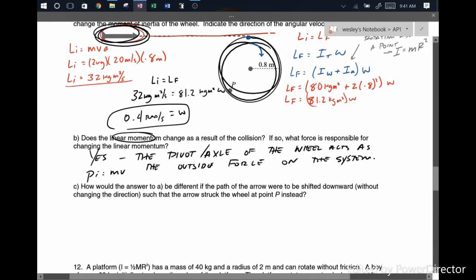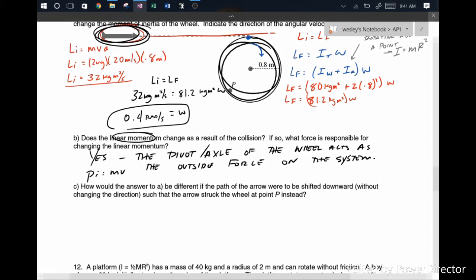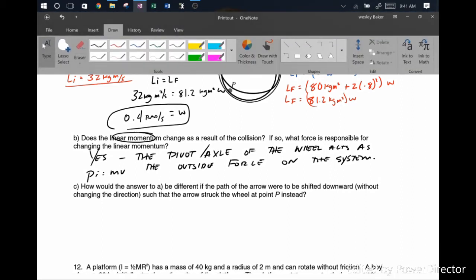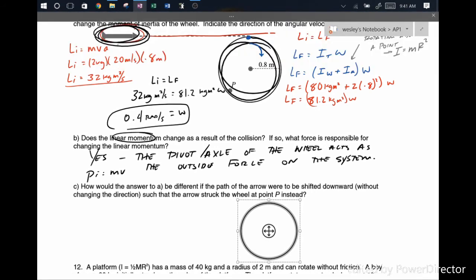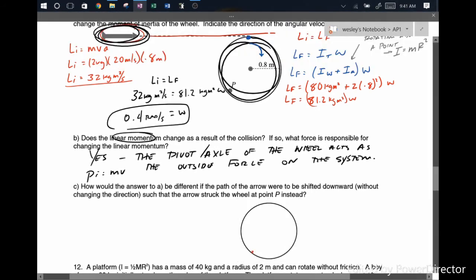How would the answer to A be different if the path of the arrow were to be shifted downward, such that the arrow struck the point P instead? So what we're going to do is come down here. We're going to fire our arrow, and we're going to land at that point. My radius is still 0.8 meters.